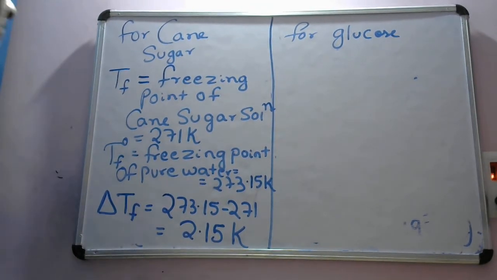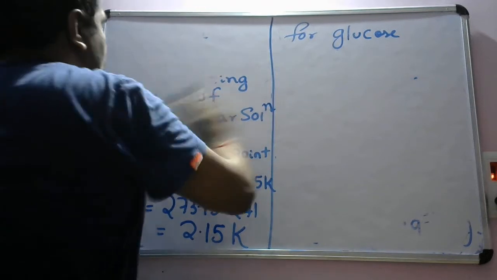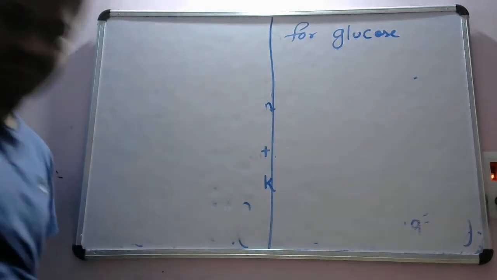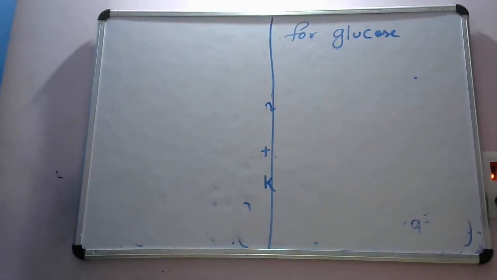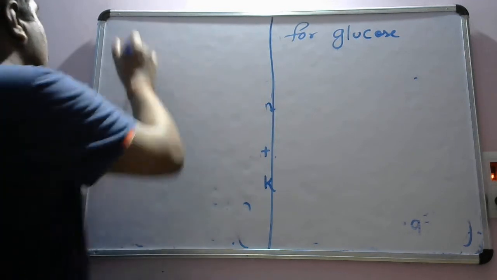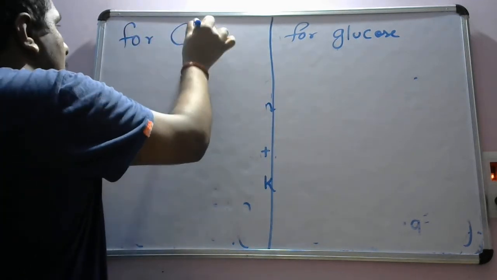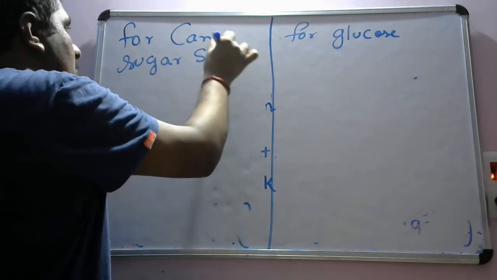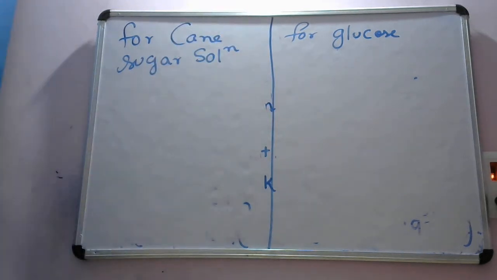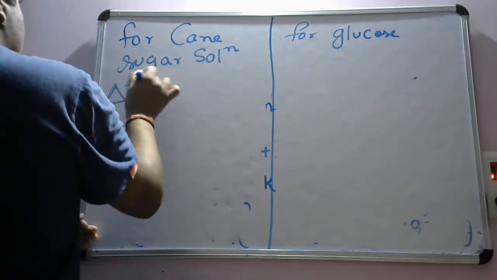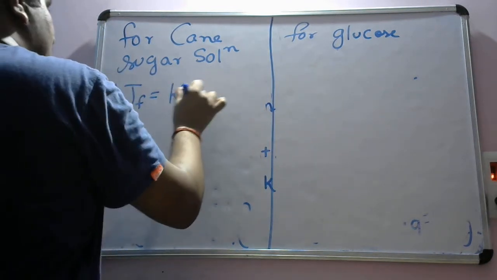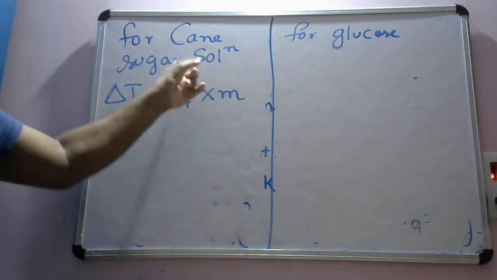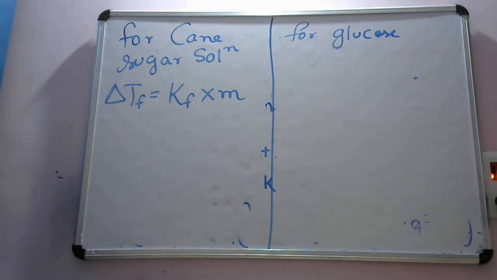Okay, now since we have the depression in freezing point, we will use the formula for depression in freezing point. For cane sugar, same, we are doing the calculation for cane sugar solution only now. So the formula is same, delta Tf equal to Kf into m, where m is the molality. We have already calculated the molality of both the solutions. Delta Tf we just found out.